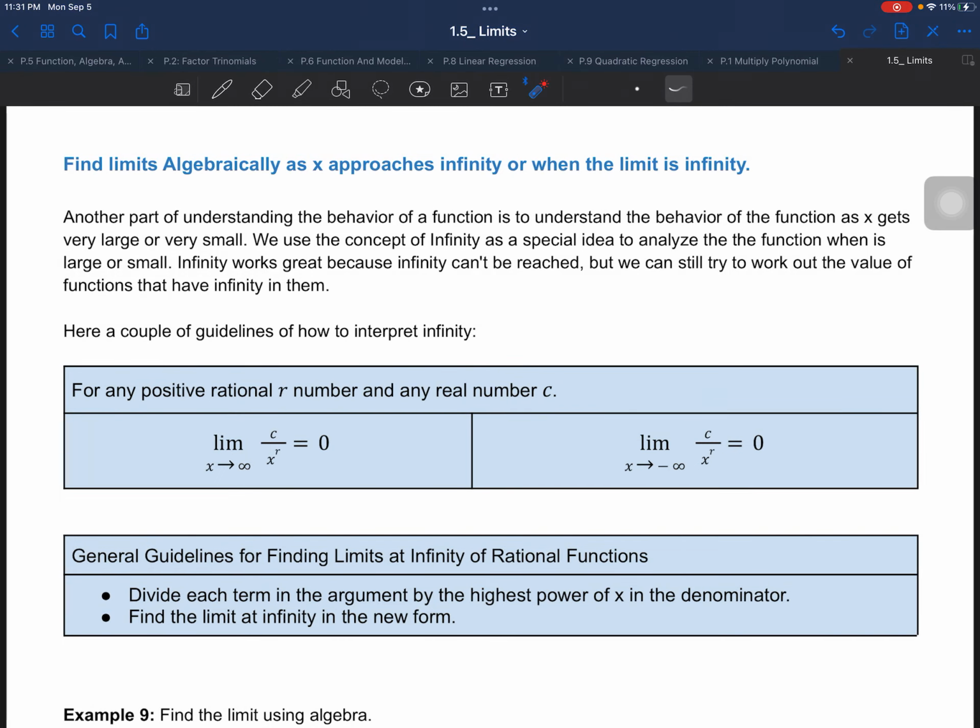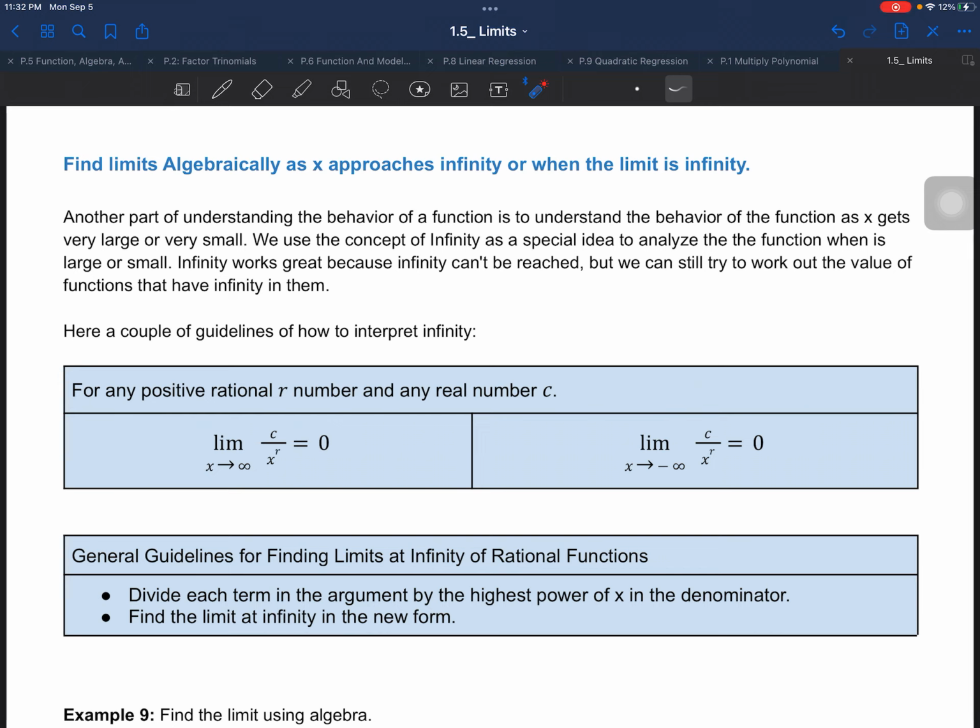Alright, hi class. Real quick, we're going to do a quick introduction to the limit as x approaches infinity. Another part of understanding the behavior of a function is to understand the behavior of the function as x gets very large or very small, as it goes to positive infinity or to negative infinity. So we use the concept of infinity as a special idea to analyze the function when x is large or small.